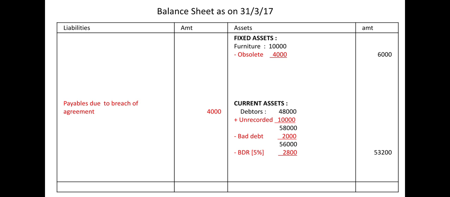Outstanding wages. Okay, outstanding wages is added in the wages, but outstanding wages was not shown in the trial balance.